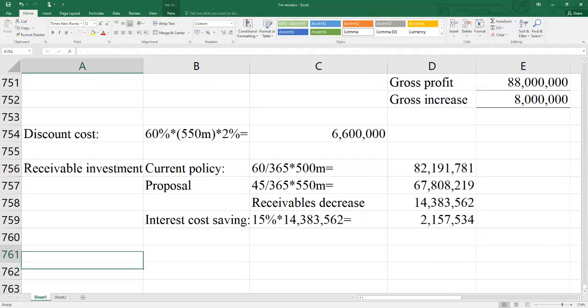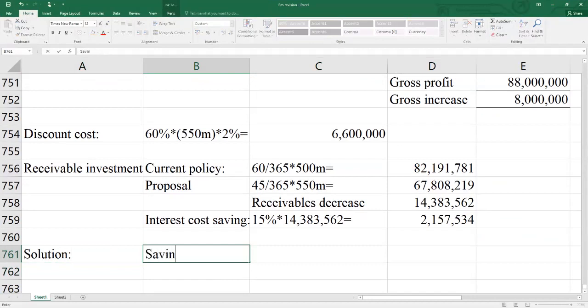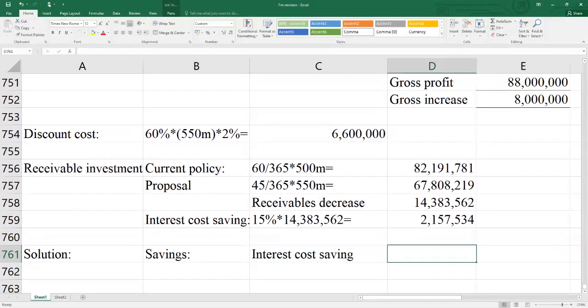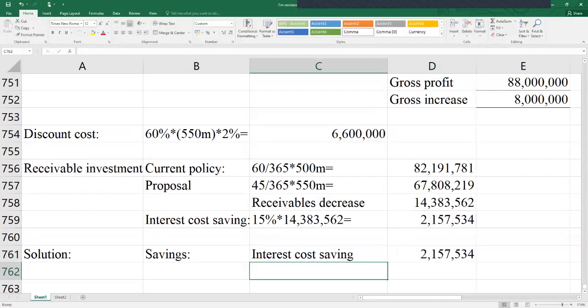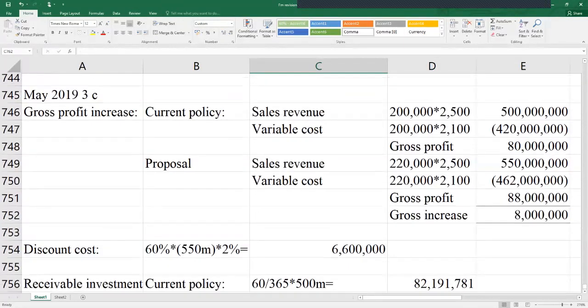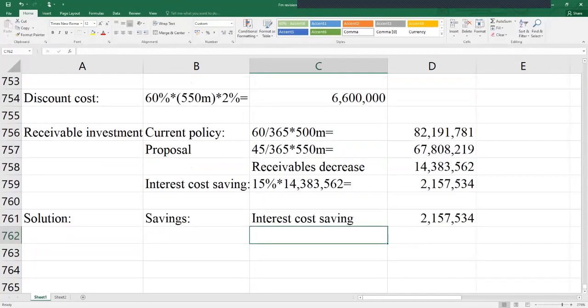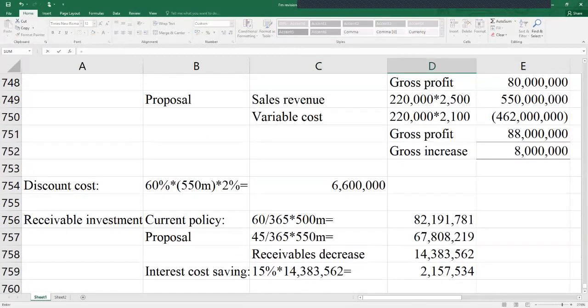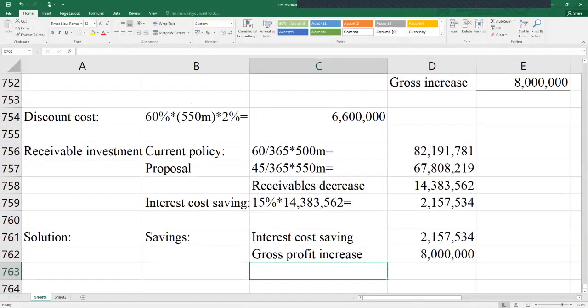So let's see how the question will be like. Solution. So savings. We have finance cost saving, so interest cost saving, we'll just call it interest cost saving, which is equal to 2157. We have another saving. Gross profit was increasing, yes. So there was a gross profit increase, which was equal to 8 million. I think you already know that. I think the savings are over.